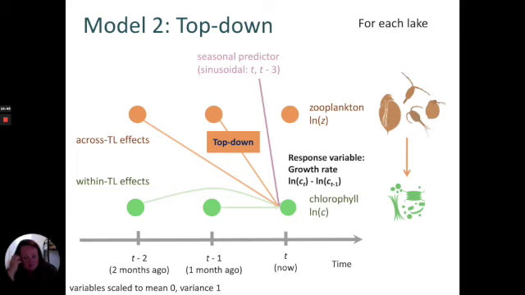In the second model, the predictors are the same, but now the response variable is chlorophyll growth rate. And the top-down effect is now the zooplankton abundance from a month ago and its effect on chlorophyll. So we can imagine that it is often negative, where if there's high abundance of zooplankton, they're grazing down the chlorophyll, and so you're going to have this negative effect. But you could also imagine this top-down effect could be positive if there's a lot of zooplankton, they could be recycling nutrients in the water column, causing the growth of more chlorophyll.